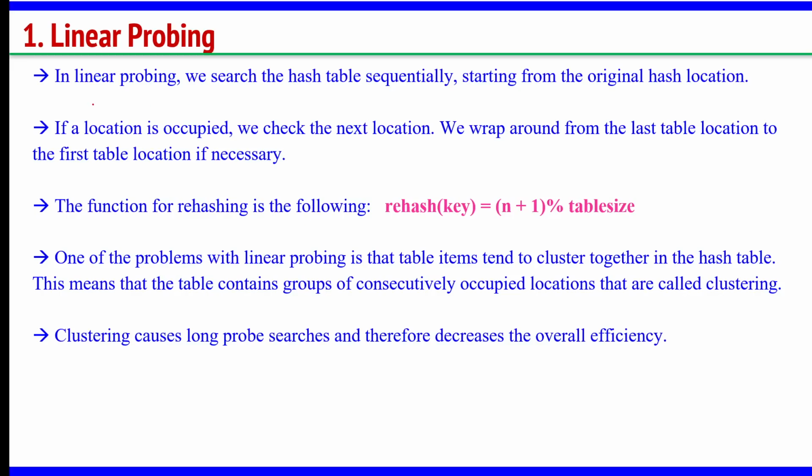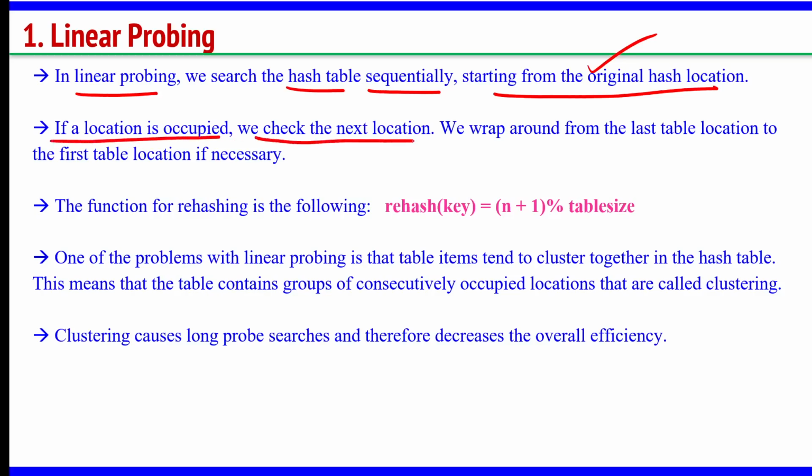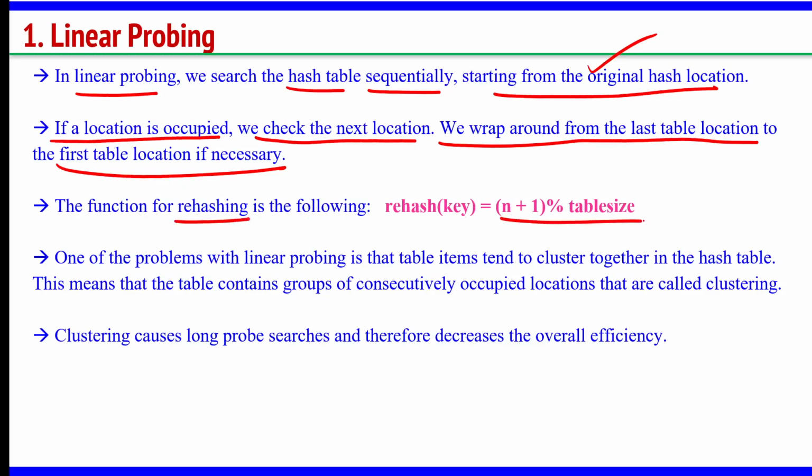Let us understand this. In linear probing, we search the hash table sequentially, starting from the original hash location, whatever the hash function is giving. If a location is already occupied, we check the next location. We wrap around from the last table location to the first table location if necessary, that is, from the 9th location again you can come to the 0th location. The function for rehashing is n plus 1 modulo table size.